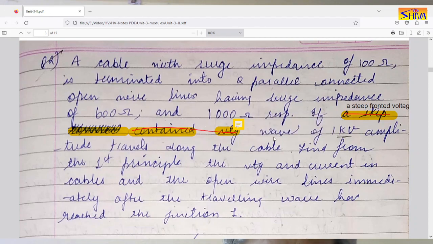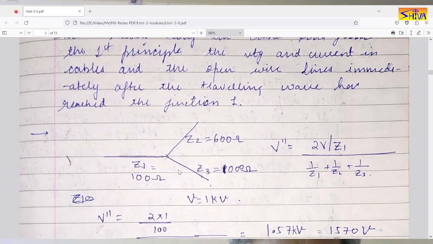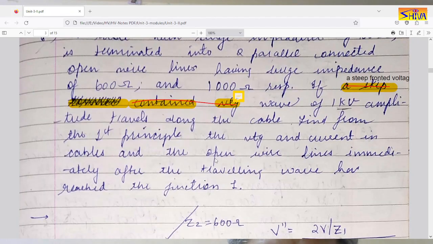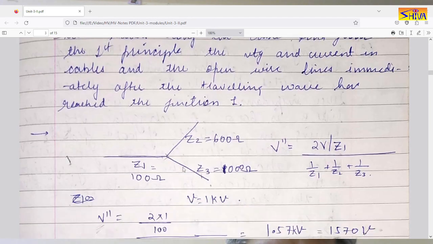If a wave of 1 kV amplitude travels along the cable, find from first principles the voltage and current in the cable and the open wire lines immediately after the traveling wave has reached the junction. So this will be the diagram. This is the cable having surge impedance of 100 ohms. It is given in the numerical, and it is terminated into two open wires.